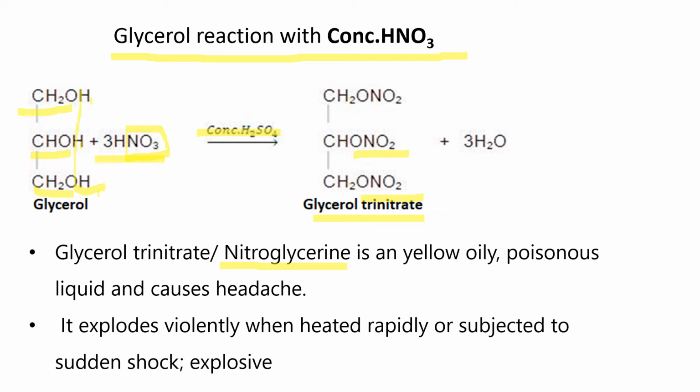Glycerol trinitrate is nothing but nitroglycerin, which is a yellow, oily, poisonous liquid, and it explodes violently when heated rapidly, which means this nitroglycerin or the glycerol trinitrate is an explosive. So the glycerol with concentrated nitric acid in presence of concentrated sulfuric acid forms an explosive called glycerol trinitrate or nitroglycerin.